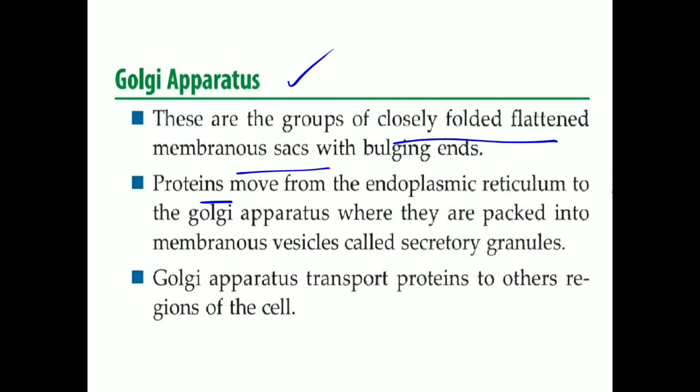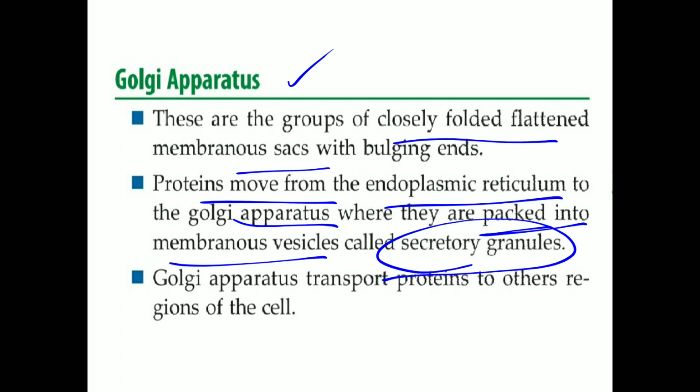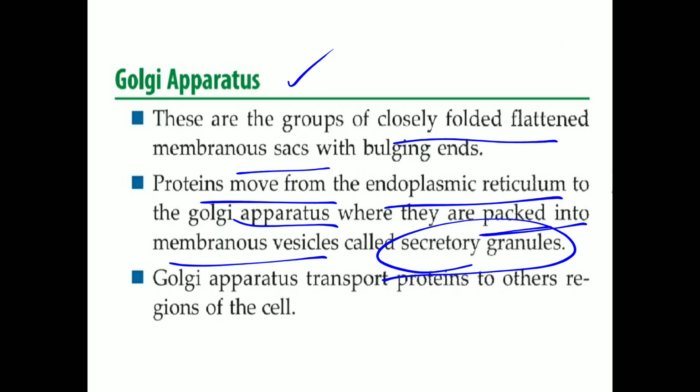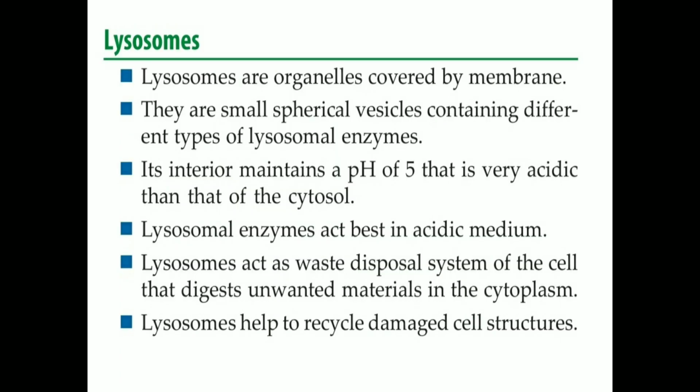The proteins will move from the endoplasmic reticulum, as we have seen already, to the Golgi apparatus, where they are packed to form membranous vesicles, and those membranous vesicles are called secretory granules. You can see the secretory granules. The Golgi apparatus helps in transport of proteins to other regions of the cell.